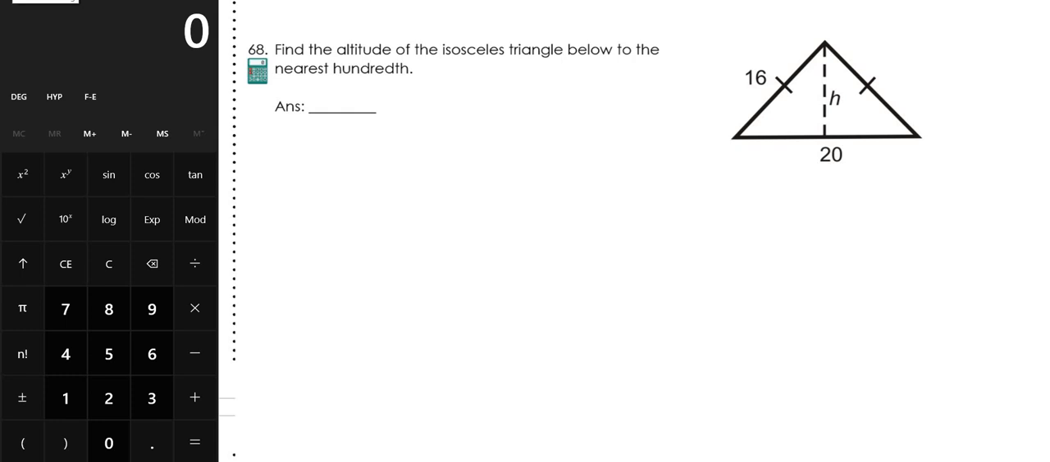Number 68. Find the altitude of the isosceles triangle below to the nearest hundredth. So find the altitude. This is your ask. If we're looking for altitude, that's a fancy way of saying height. So they're asking you to solve for the height of this isosceles triangle. Now I know it's isosceles because they show me the 2 tick marks, but also they tell me it's isosceles.